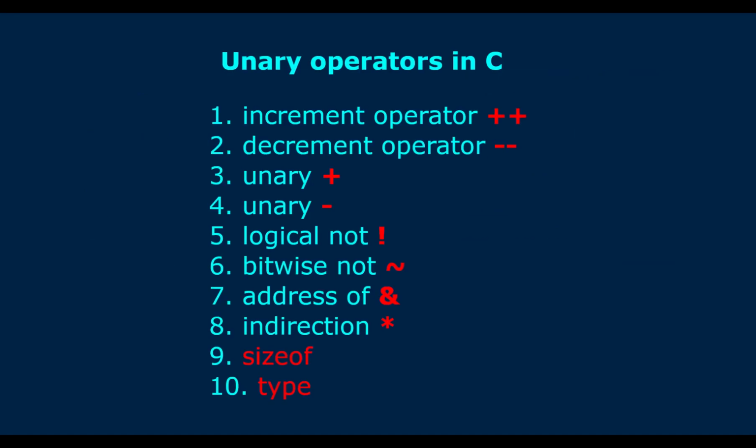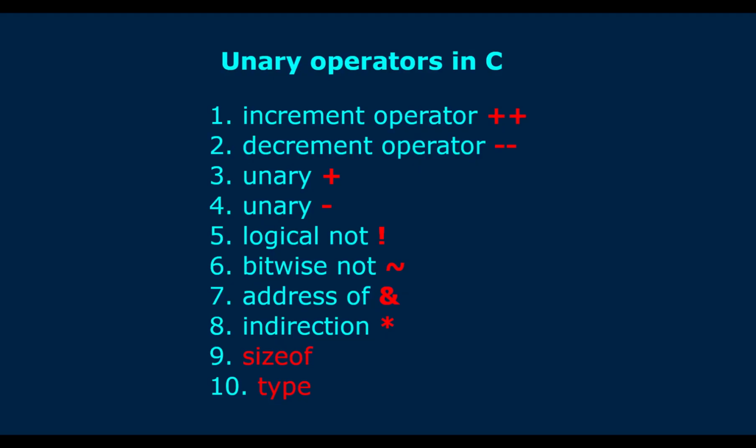Now let's see the list of unary operators in C. The first one is the increment operator. It increments the value of a variable by 1. The second one is the decrement operator. It decrements the value of a variable by 1. The third one is the unary plus operator. It can convert a negative value into a positive value. The fourth one is the unary minus operator. It can convert a positive value into a negative value.